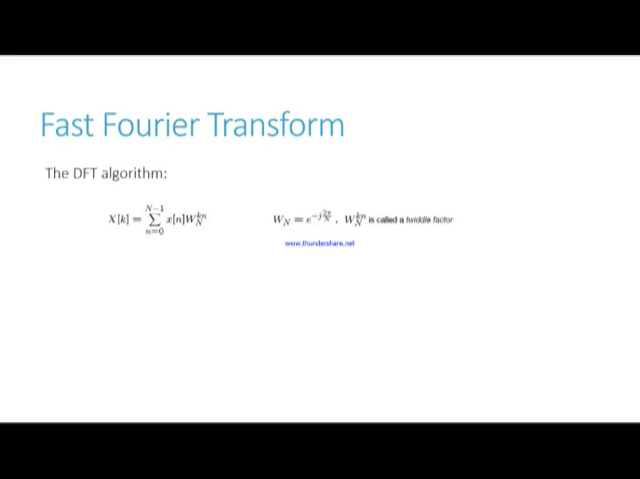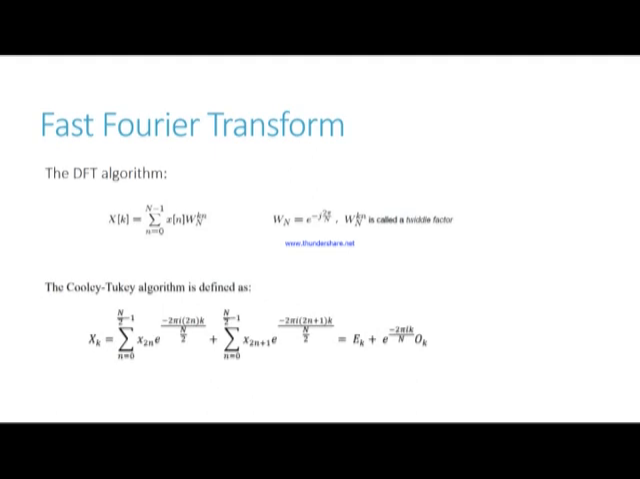The DFT can be exploited by using separate sums for even and odd index values of n. This is what we call the Cooley-Tukey algorithm. We have the even terms plus the odd terms. So as a result, that will be our resulting sum.